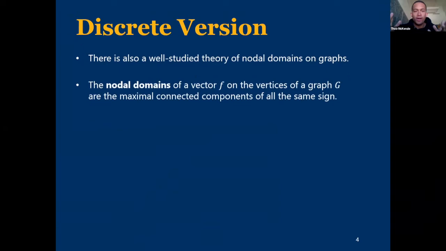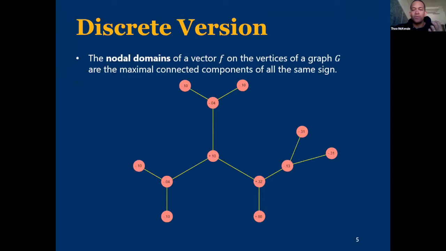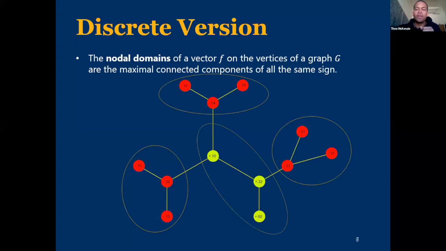If I have a graph, then the nodal domains of a vector on the vertices of the graph are the maximal connected components that are all of the same sign. An example here is a tree graph, just a set of vertices that I've connected by edges, and I have some vector on the vertices. You can see that on each vertex I've given some number, which corresponds to the value in the vector. Once again, these are either positive or negative. You can think about the nodal domains as coloring the vertices according to whether the entry in the vector is positive or negative, and then the nodal domains are the maximal connected components, all of the same sign. So here I have four nodal domains.